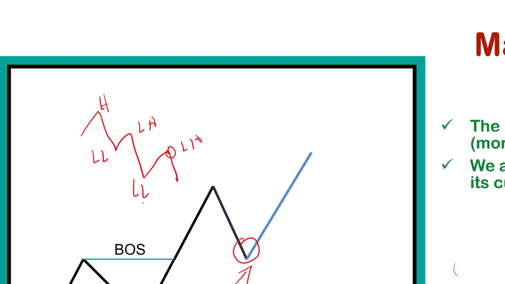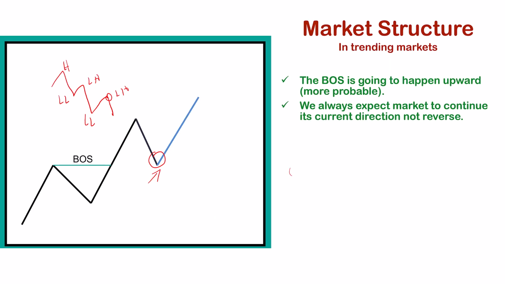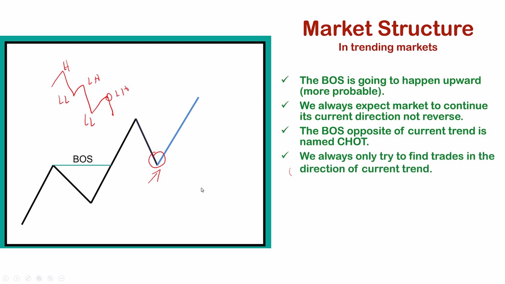But how can we do them? It needs more knowledge and more practice, so have the channel. I'm going to teach you those concepts to find when and where you can catch these kinds of higher lows or lower highs. So when the BOS happens to the upside, we always expect the market to continue its current direction, not reverse. If you try to catch reversals, you are going to be crushed by the market.